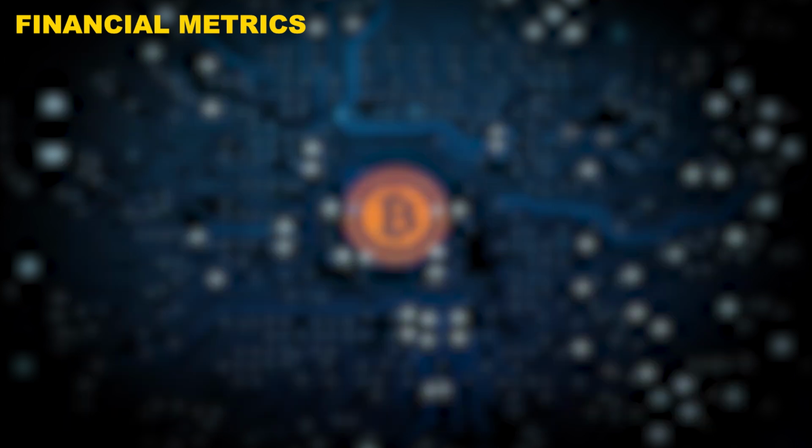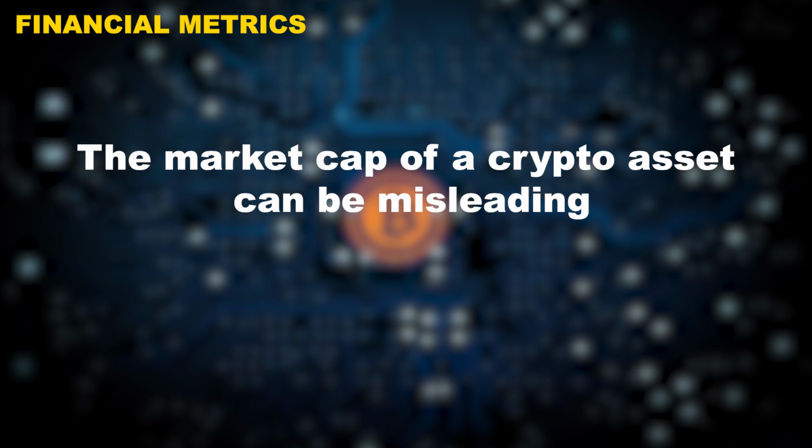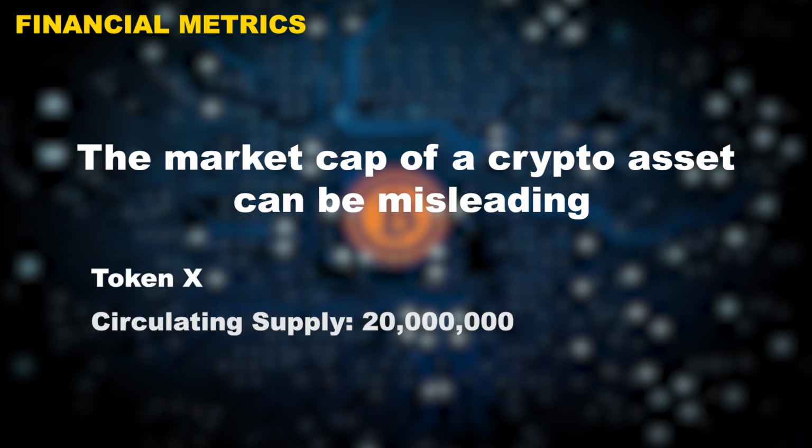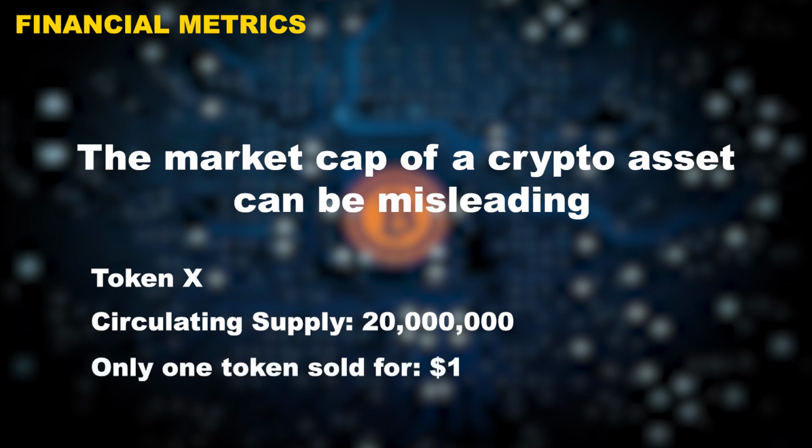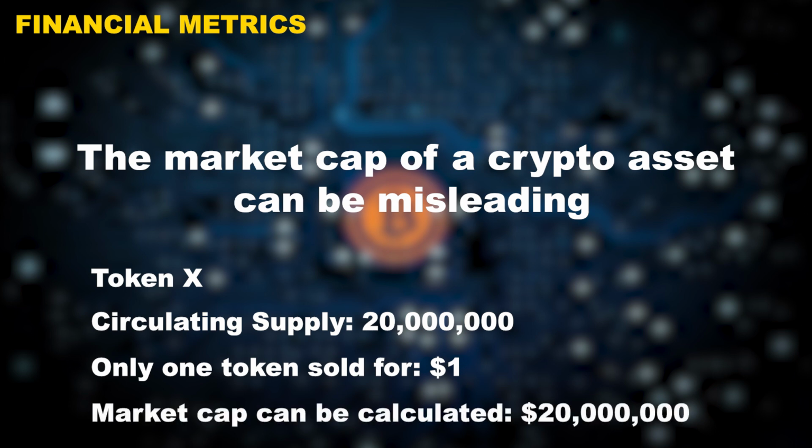And also pay attention that the market cap of a crypto asset can be misleading. Consider, for example, a token with a circulating supply of 20 million units. If only one of the tokens, just one coin, were sold, for example for $1, the market cap can be calculated as $20 million. This is not a correct valuation, because there must be a value proposition with the token, and if there is no strong value proposition, nobody will show interest in that token.